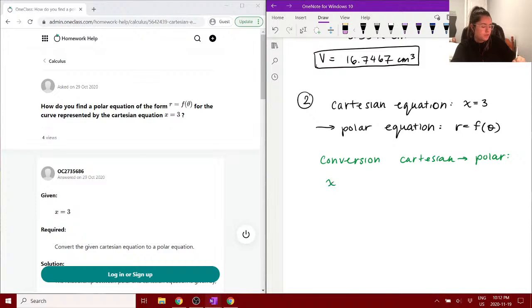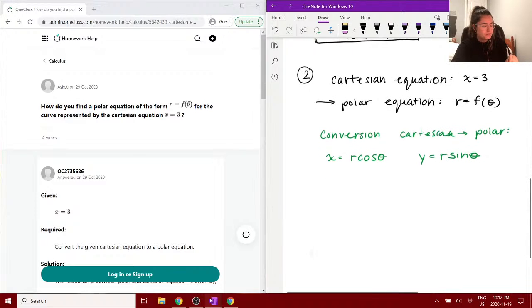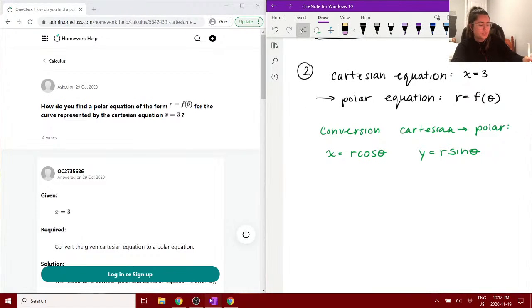We are given that x is equal to r cosine theta, and we are also given that y is equal to r sine theta. Okay, so with this, we can easily convert our given equation. So remember, we were given x is equal to 3. I used blue, but that's okay.